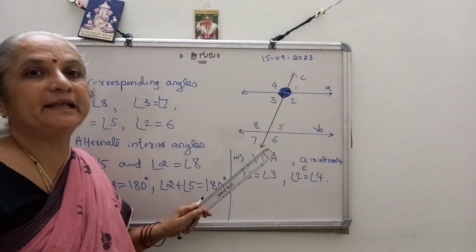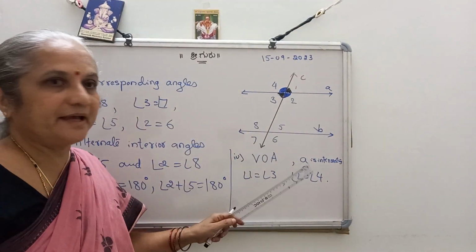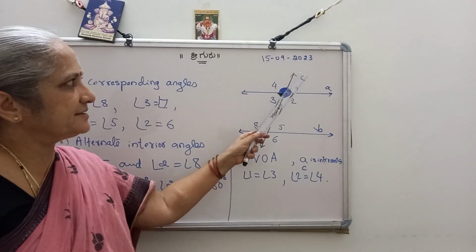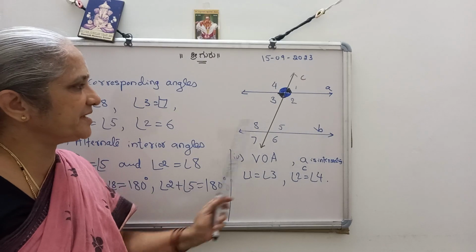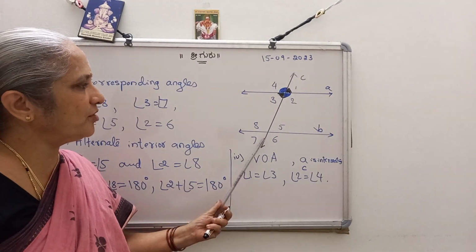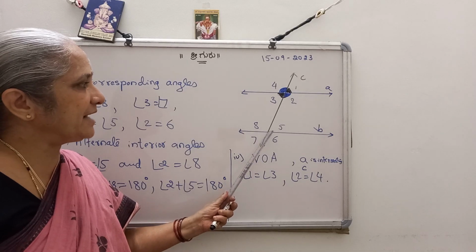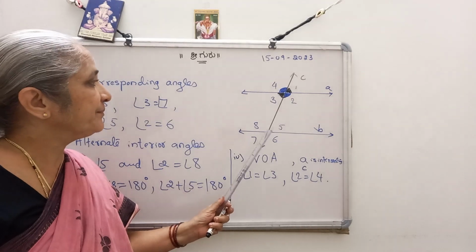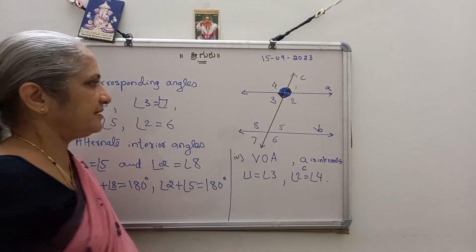Another pair of intersecting lines are there. What are they? B and C. Again the same line C is intersecting B at a different intersecting point, and again four angles are formed at that vertex. This point of intersection is called the vertex. Therefore angle 5 is equal to angle 7.